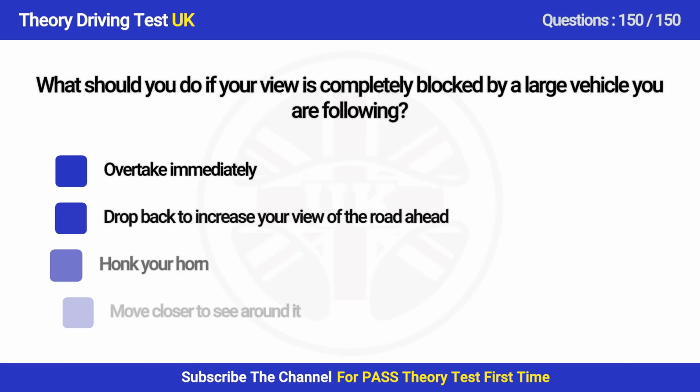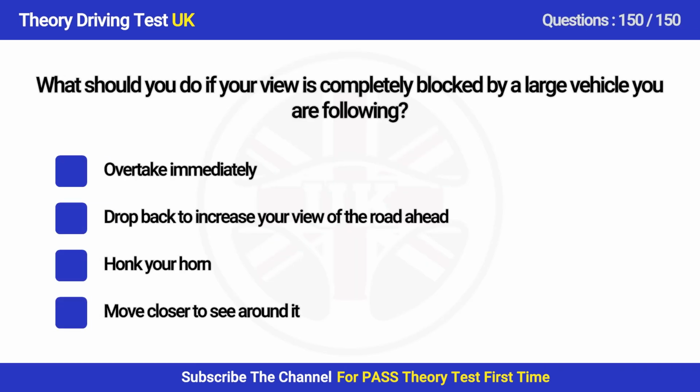Question 150. What should you do if your view is completely blocked by a large vehicle you are following? A. Overtake immediately. B. Drop back to increase your view of the road ahead. C. Honk your horn. D. Move closer to see around it.